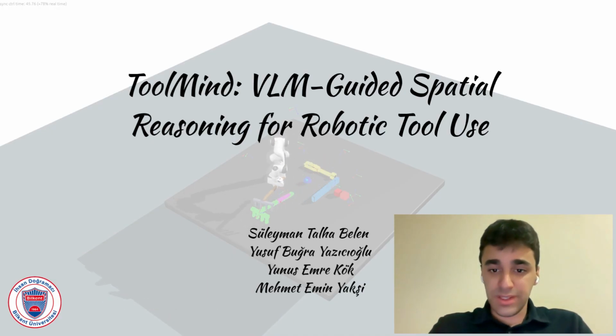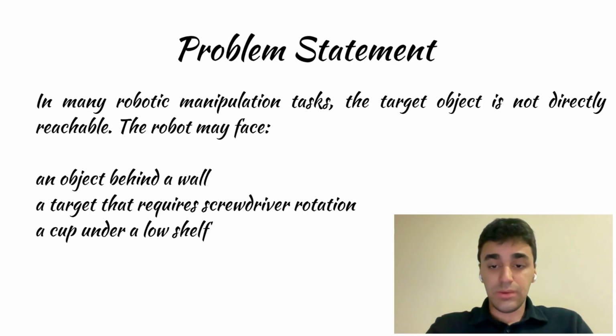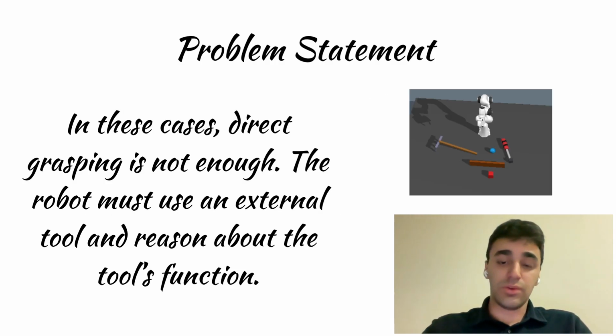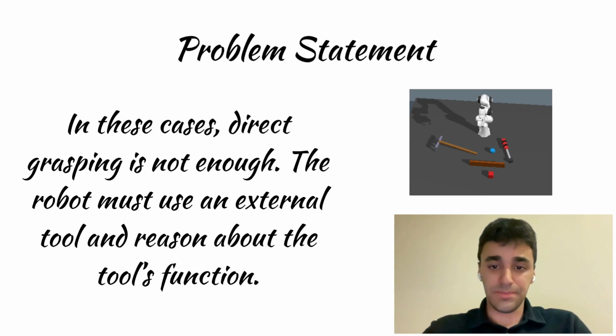In this project, we present ToolMind, a VLM-guided robotic pipeline for sequential tool use. Robotic tool use is a difficult task because the robot must reason about both semantics and geometry. It needs to understand which objects can be used as a tool, where to grasp it, which part should contact the targets, and which waypoints are needed to complete the task.